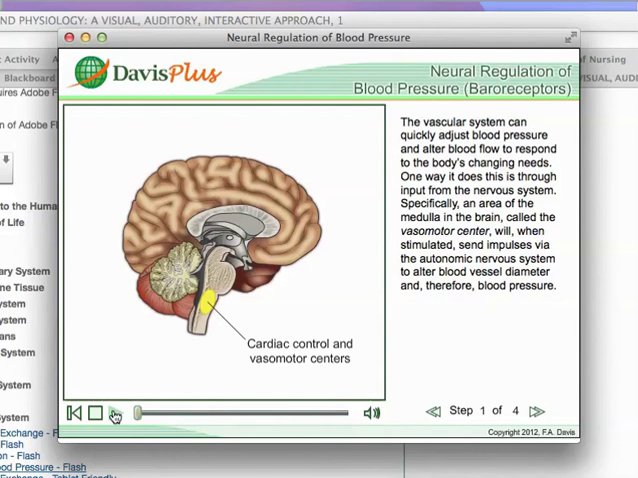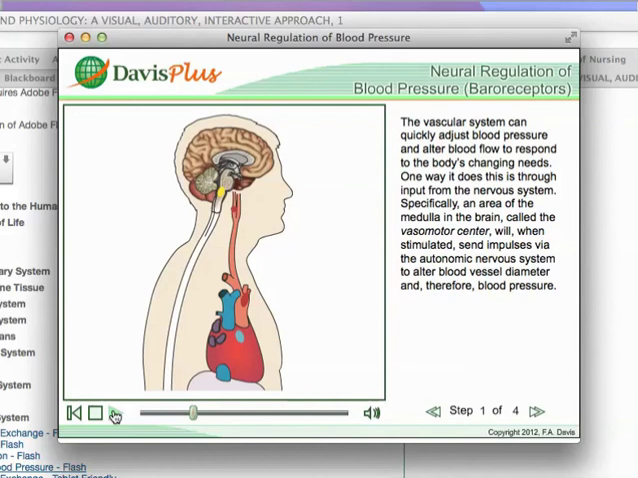The vascular system can quickly adjust blood pressure and alter blood flow to respond to the body's changing needs. One way it does this is through input from the nervous system. Specifically, an area of the medulla in the brain, called the vasomotor center, will, when stimulated, send impulses via the autonomic nervous system to alter blood vessel diameter and therefore blood pressure.